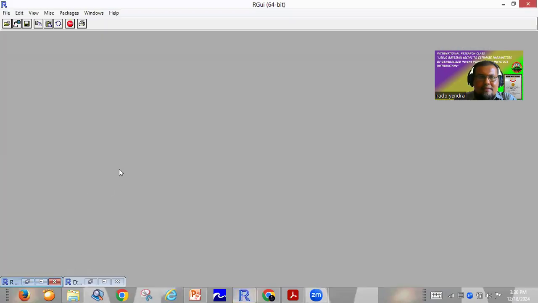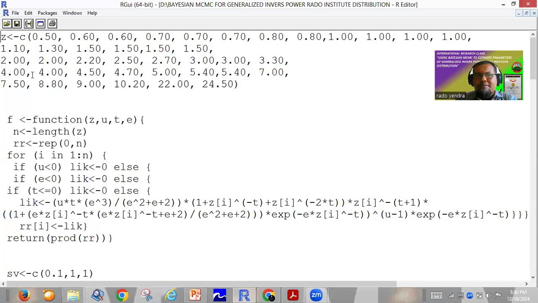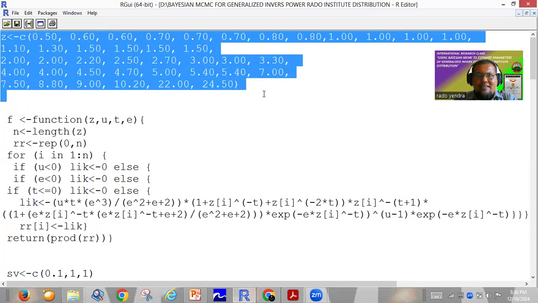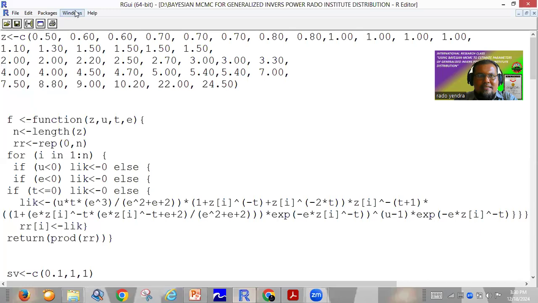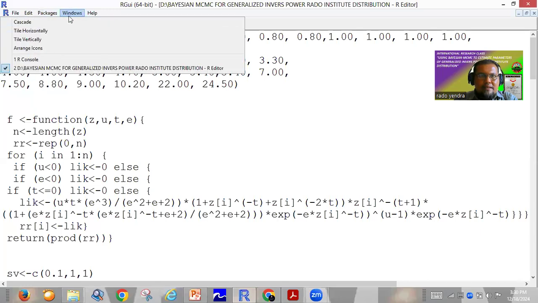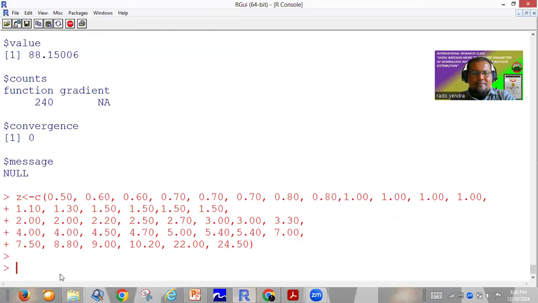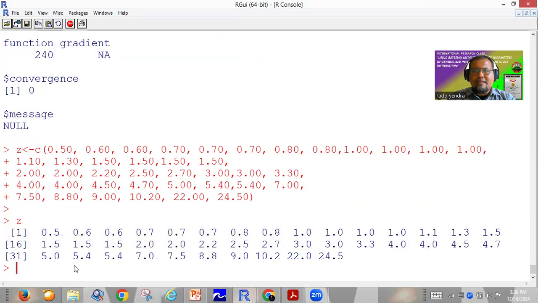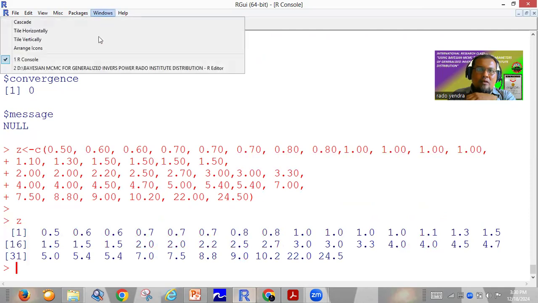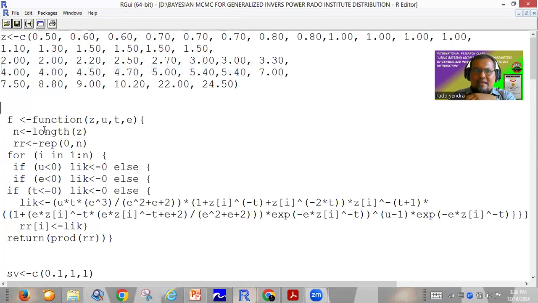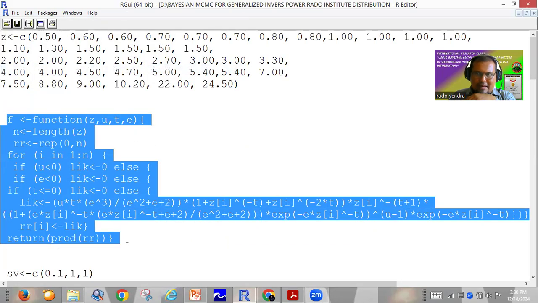Okay, let's open our R. Okay, this is our R. This is the data set. We run our data sets. Okay, this is our data set Z. We check our data. Okay, this is our data. After we have the data, we will make the R coding for the likelihood function.